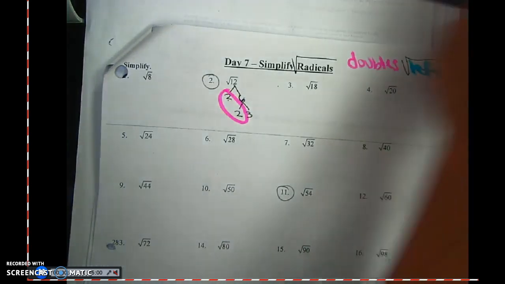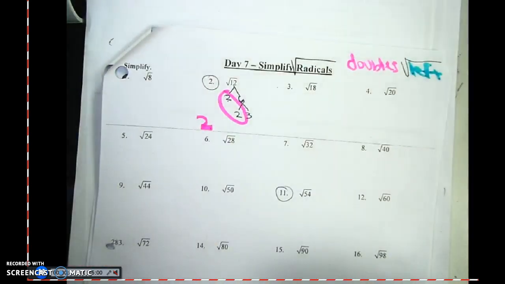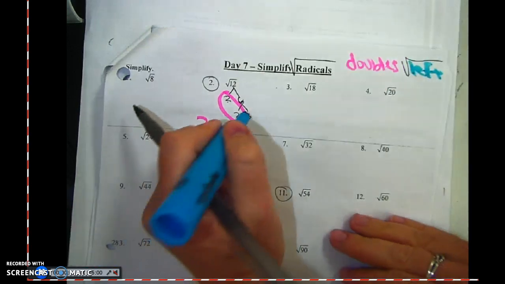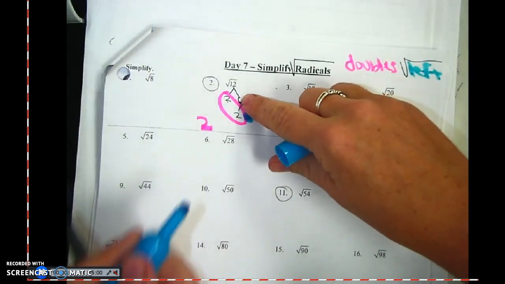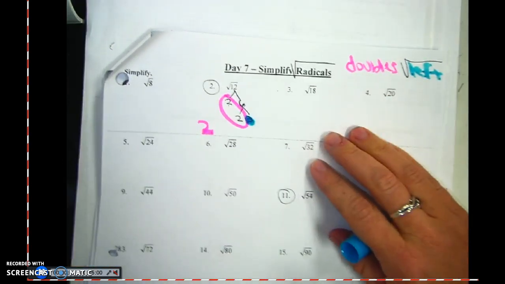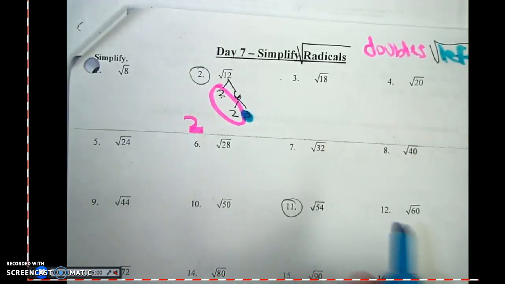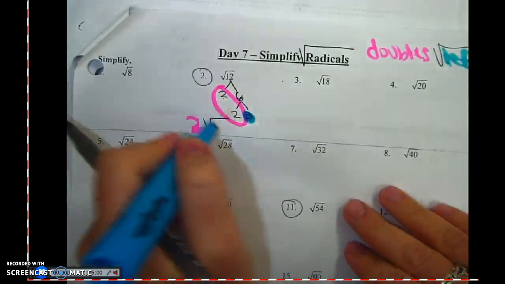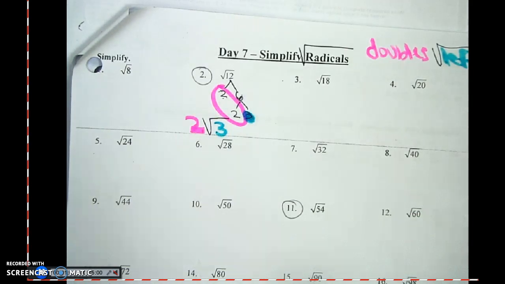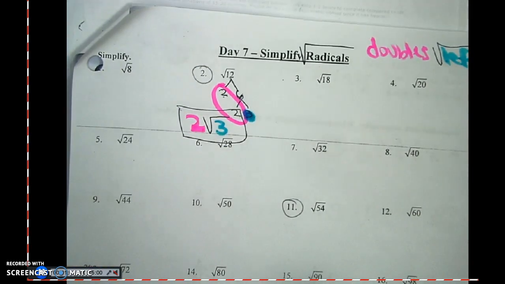So the double goes on the outside, so you're left with 2. And then what's the only thing at the bottom of the tree? Not the 6, because the 6 isn't at the bottom of the tree. So whatever's left goes there. Okay, and we'll talk about later how to check your answers.